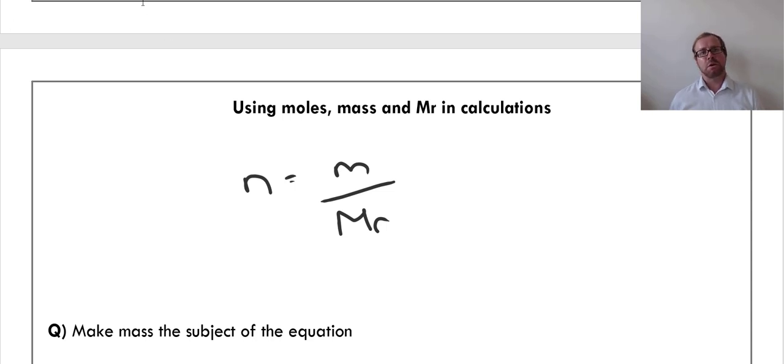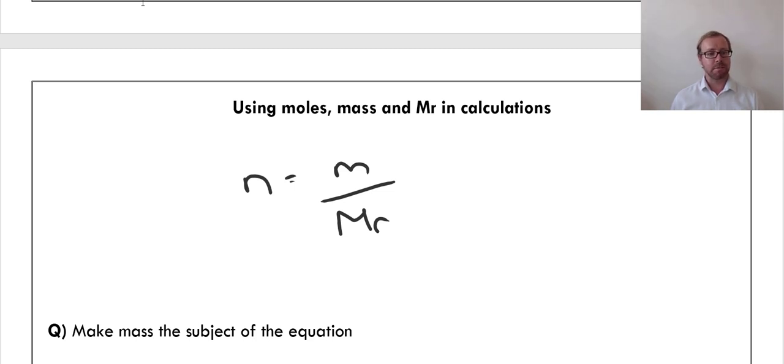Now you may have been told to use a triangle to work out how to rearrange the subject of the equation. Get rid of that. Just work out how to do it from a mathematical point of view. It will really, really help in the long run, especially as you move further and further into your education, if you can rearrange algebraic equations. It's not particularly difficult, and that's what you're going to have a go at doing now. So please do the following questions and let's see how you get on.